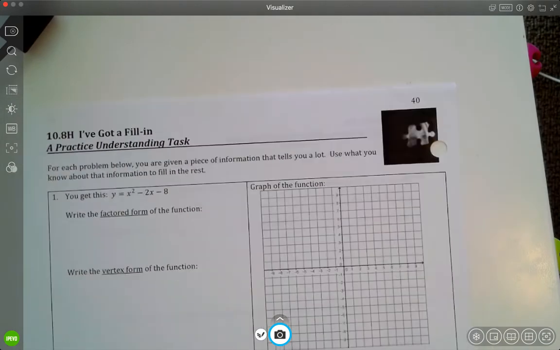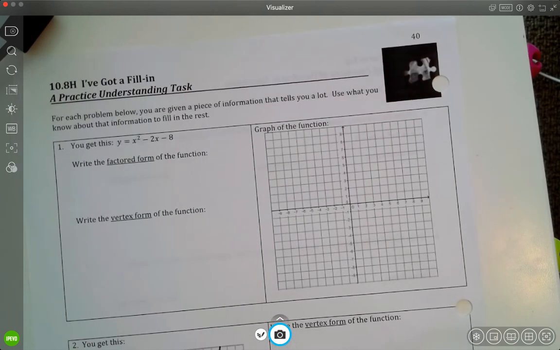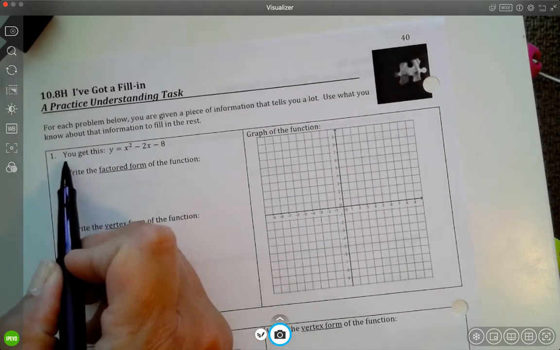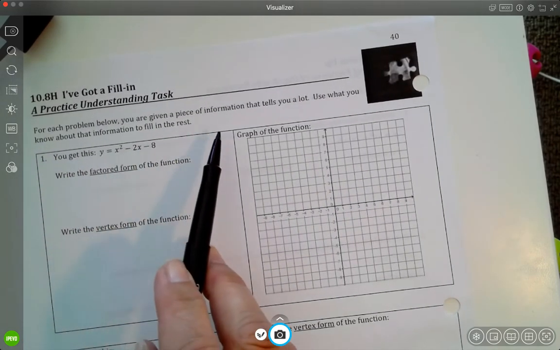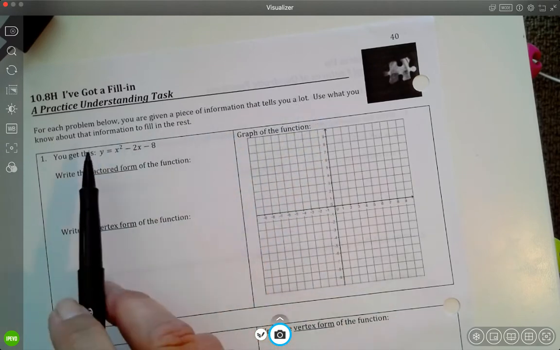All right, so let's get started on this task. You're going to basically be using all the things that you've done and going from one version to another, using them to graph, and so forth. It says for each problem below, you're given a piece of information that tells you a lot. Use what you know about that information to fill in the rest.